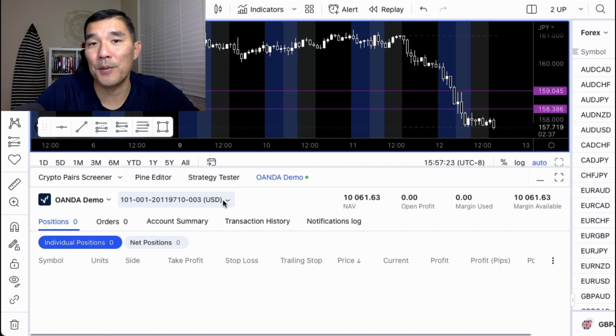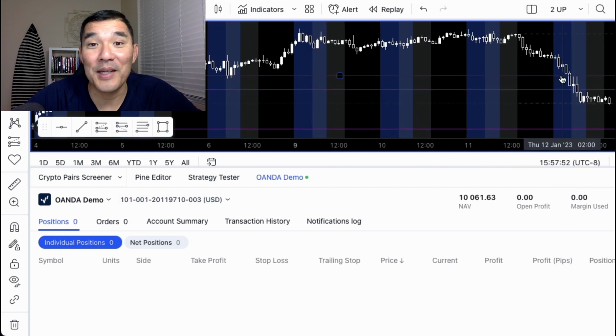And as I'm about to show you, that is huge because if you use nano lots, you can just take off one lot to change the lot size. All right, now let's get into some examples.